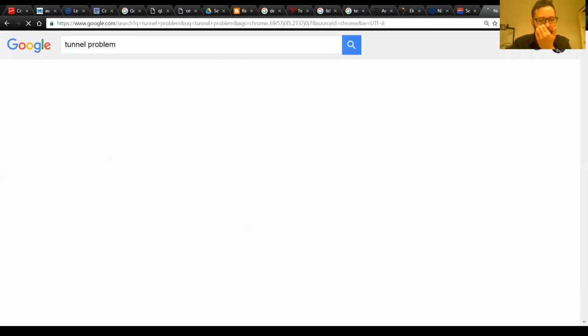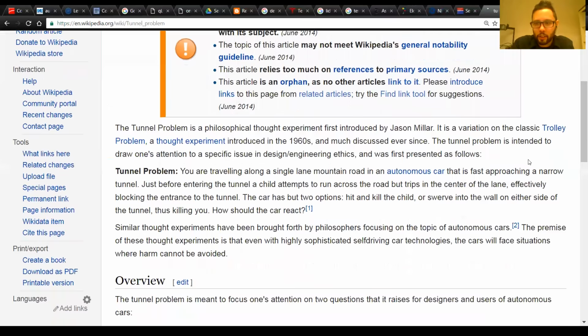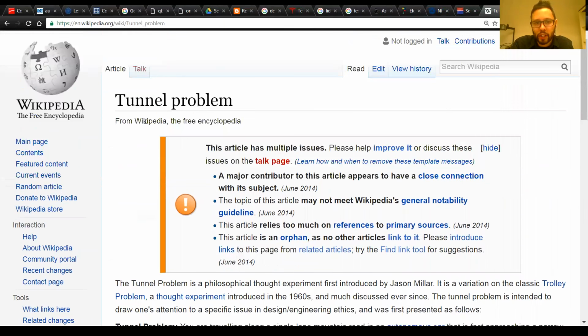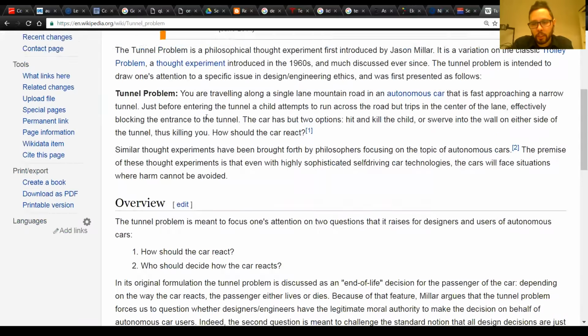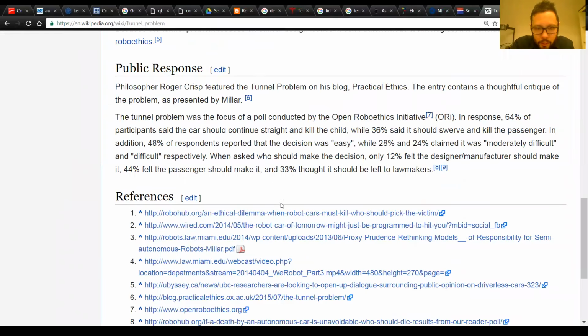I didn't really talk about this last time. I probably should talk about this a little bit more now. So philosophers have started talking about this kind of challenge. Who does the car hit? In terms of the tunnel problem, they don't have a good example of tunnel.